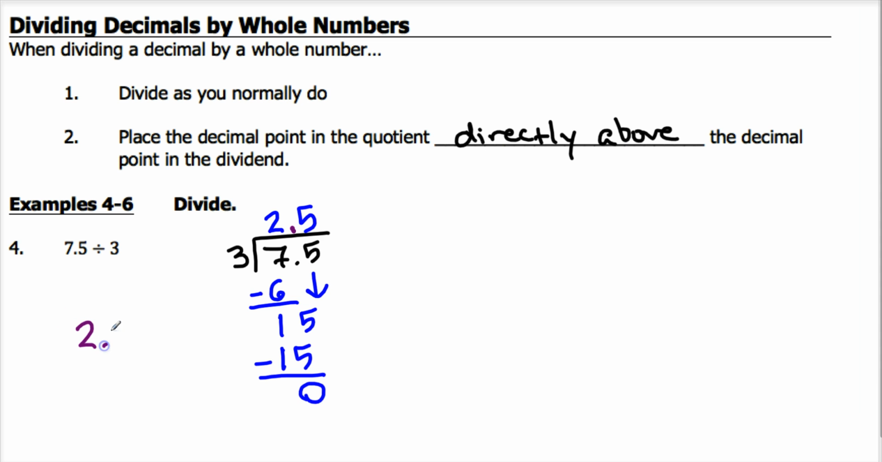Let's see if that makes sense. So if we estimated 7.5 is close to 9, and if we divide 9 by 3, we get 3. 3 is pretty close to our answer of 2.5, so our answer does make sense for this problem.